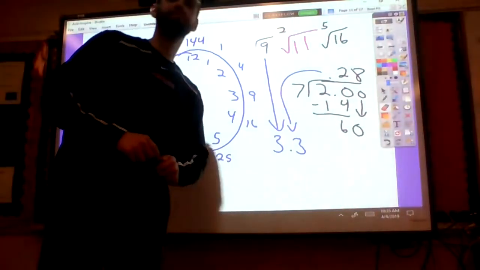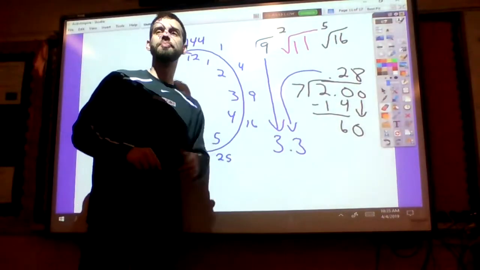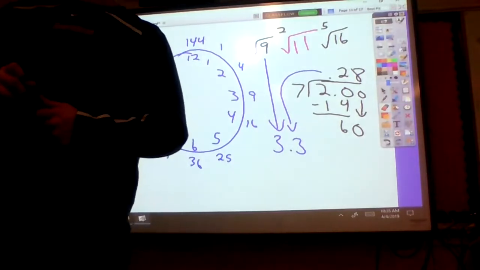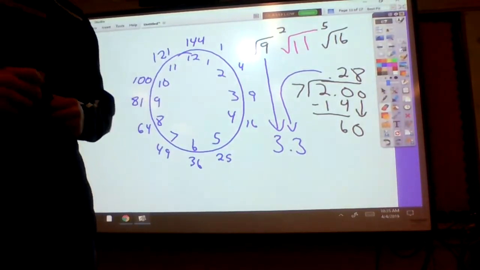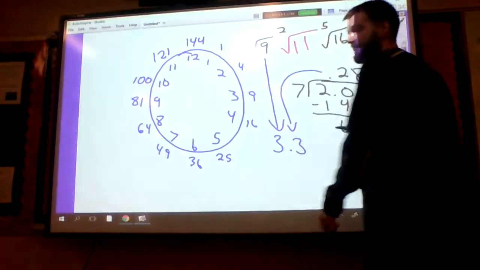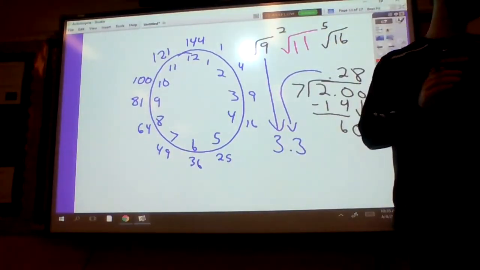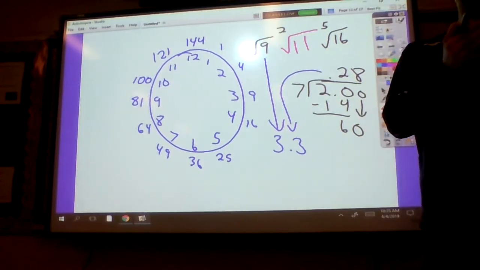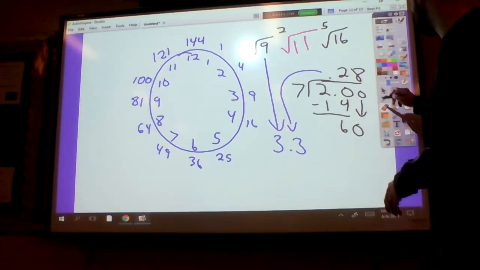Okay, ladies and gentlemen. So the answer ended up being 3.3. We're going to go ahead and move on to exponents now. So turn in your journal to page 8 or page 9 and 10. I don't care which. Page 8 is the foldable. Page 9 and 10 are our notes. They're both going to have the same content.